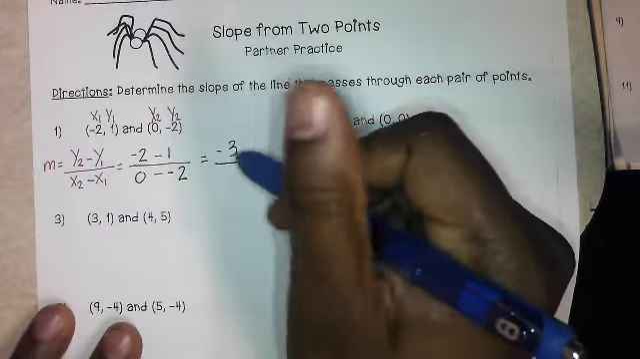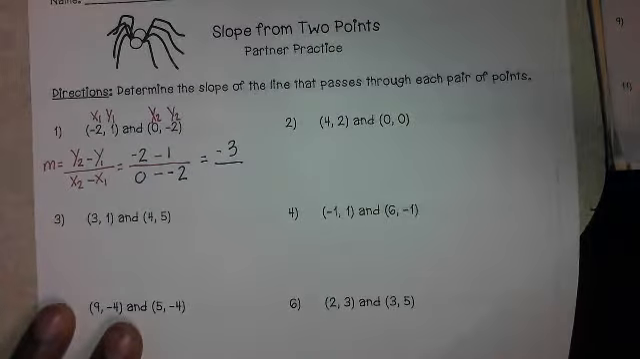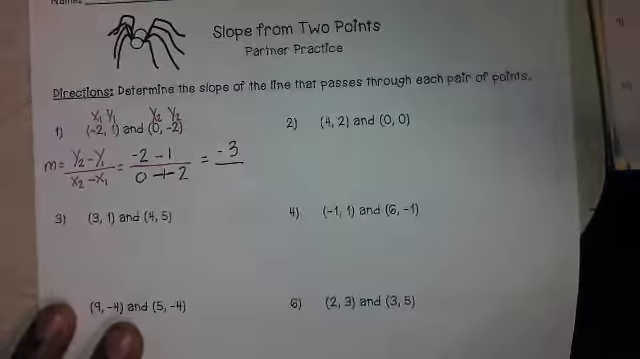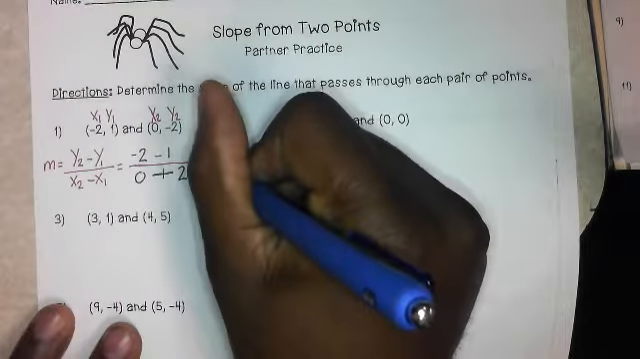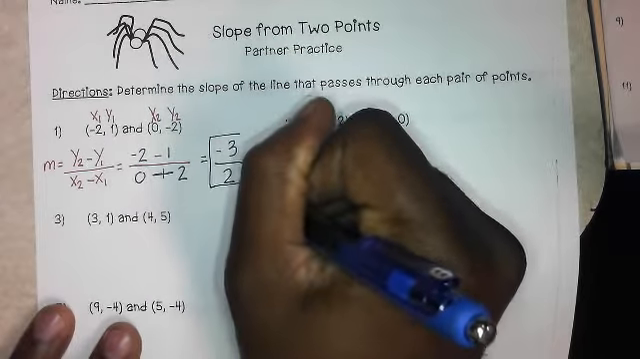And then I'm going to have 0 minus -2. Minus a -2. What we can do with those two is combine them and make them a plus sign. When you have a negative and a negative right next to each other, you can go ahead and draw a plus sign for those. So 0 plus 2 is 2. And now we have found our slope, which is -3 over 2.